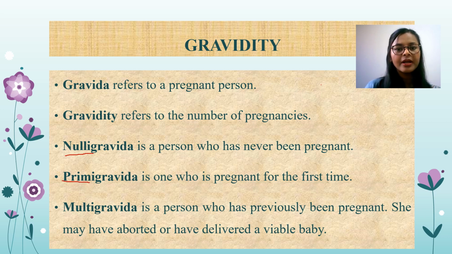Primigravida. Primi is once and gravida is again a pregnant woman. So a primigravida is one who is pregnant for the first time. If the woman is pregnant for the first time, the woman is a primigravida woman. Multigravida. Multi is more than once. So a multigravida is a person who has previously been pregnant, may have aborted or may have delivered a viable baby. So that's called the multigravida.